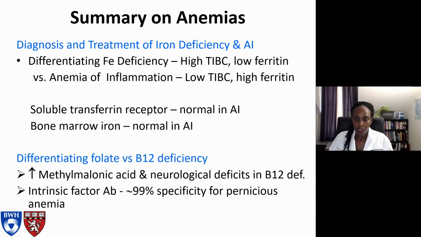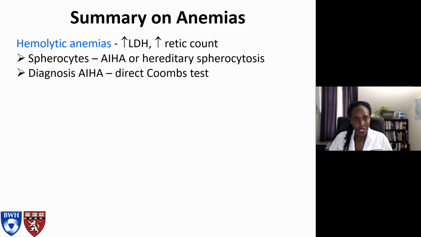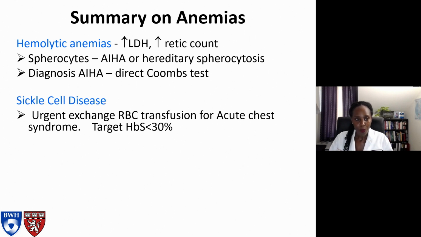inflammation. We talked about differentiating folate from B12 deficiency, where methylmalonic acid is increased only in B12 deficiency and not folate deficiency. And vitamin B12 deficiency also is associated with neurological deficits. Intrinsic factor antibody is specific for pernicious anemia, an autoimmune disorder that's associated with vitamin B12 deficiency. We talked about hemolytic anemias. You see spherocytes in autoimmune hemolytic anemia and hereditary spherocytosis. The diagnosis of autoimmune hemolytic anemia depends on a direct Coombs test being positive.